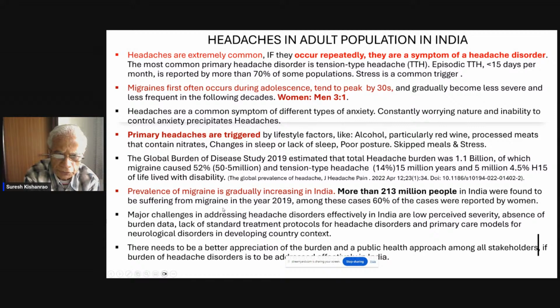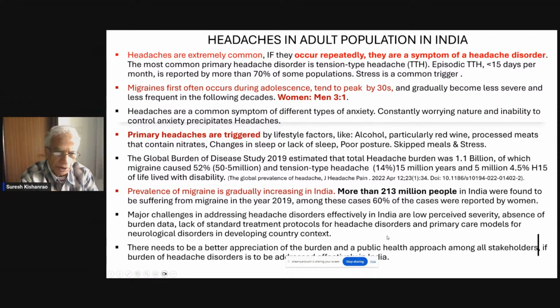In India also, migraine is gradually increasing. We expect annually about 213 million people in India have migraine. In 2019 it was that, and today the number has gone up to almost 300 million, that is 30 crores. Among these cases, the majority are women, maybe 60 to 70%.